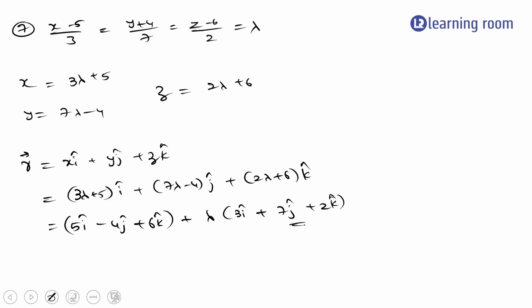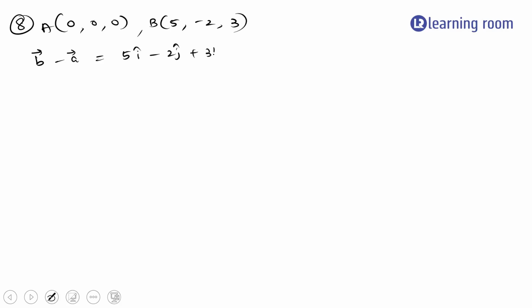Okay, we'll do one last problem and then we'll wind up. 8. Find the vector and Cartesian equations of the line that passes through the origin and the point (5, minus 2, 3). So there is a line passing through 2 points. One of the points is the origin, and the second is B. So this is AB. What is B vector minus A vector? B vector is 5 i cap minus 2 j cap plus 3 k cap.